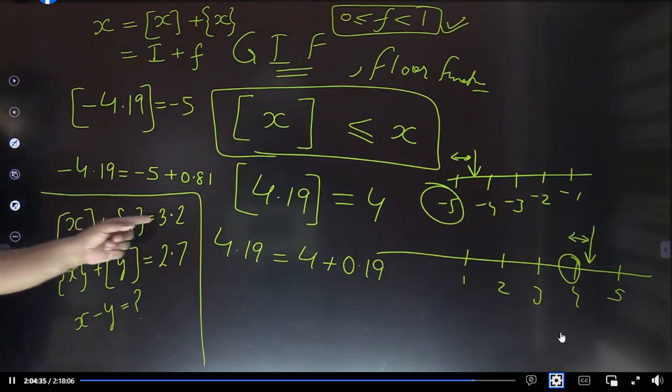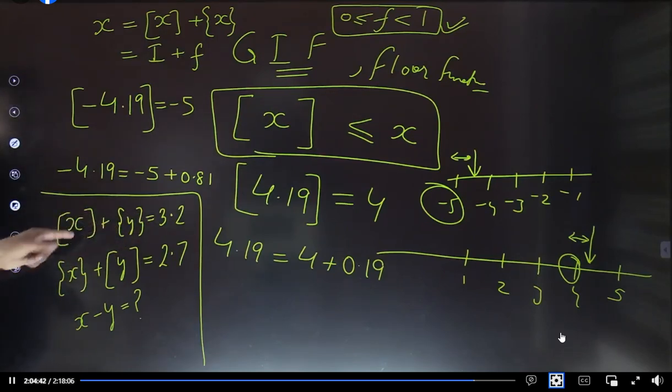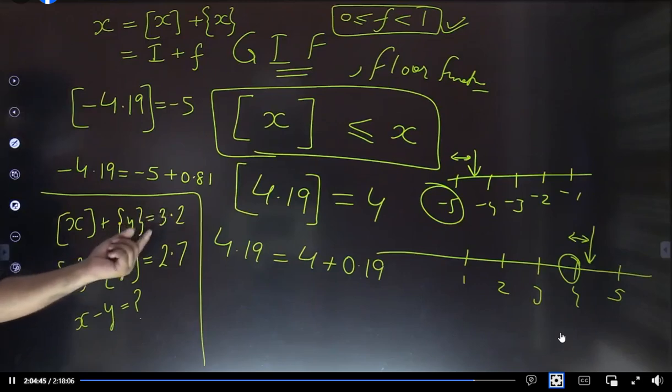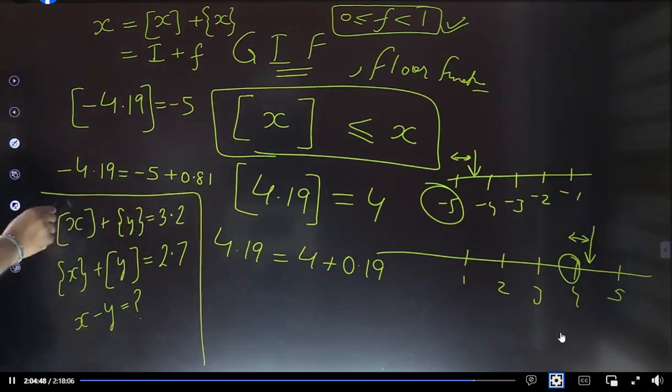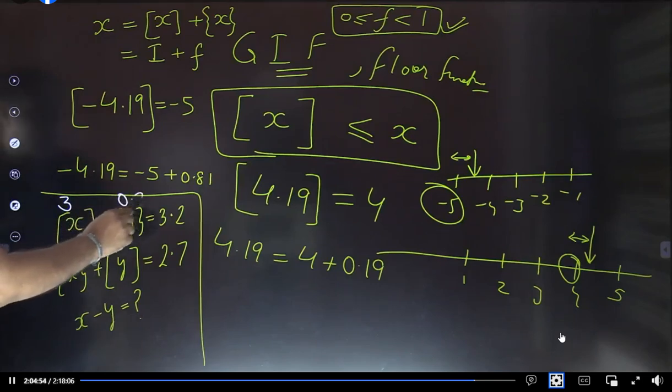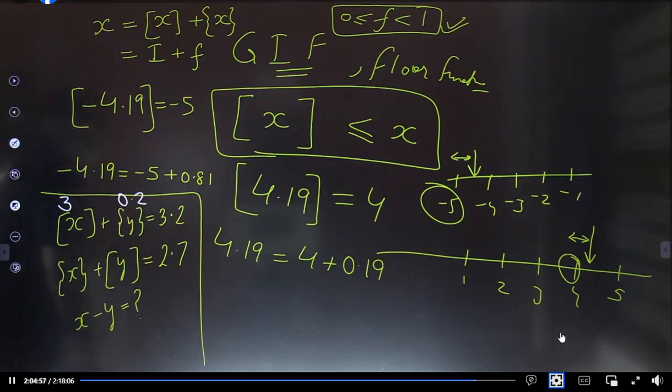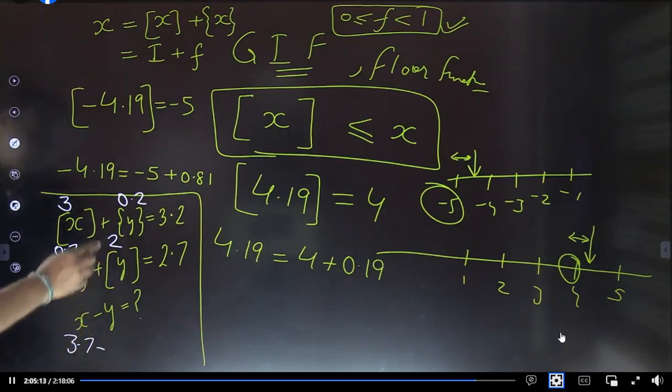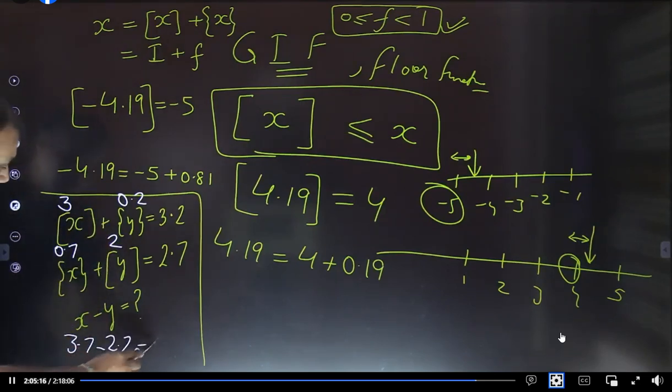Because in this first equation, the integral part of x and the fractional part of y, that is coming out to be 3.2. That means, can you tell me what is the integral part of x? It has to be 3. It is exactly 3. And the fractional part of y is exactly 0.2. ठीक है ना? Now similarly, in the second equation, the fractional part of x is exactly 0.7, and the integral part of y is nothing but 2. So x is 3.7 and y is 2.2. So the required answer here is 1.5.